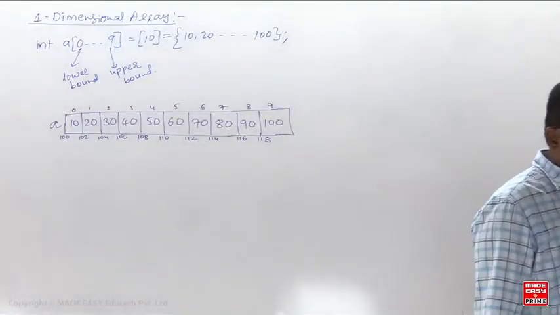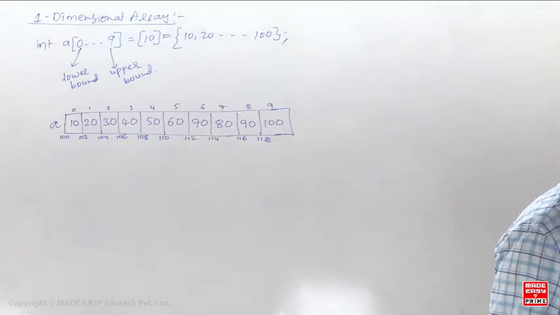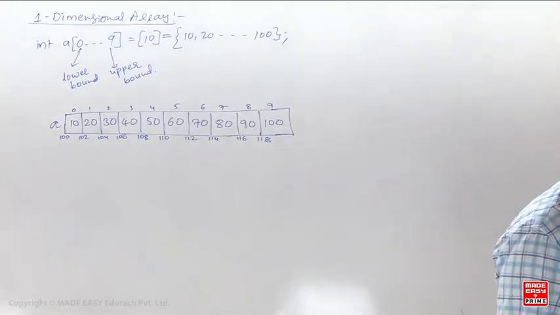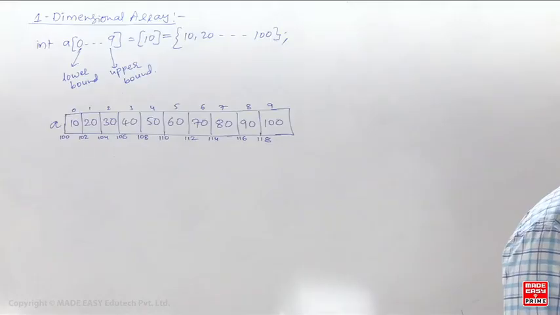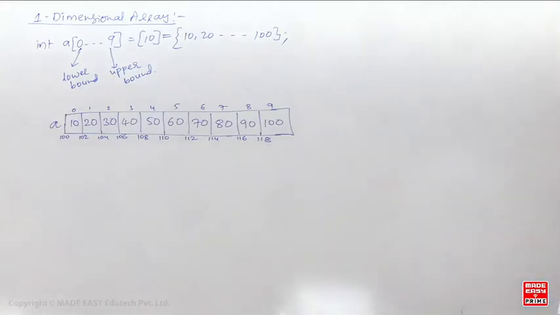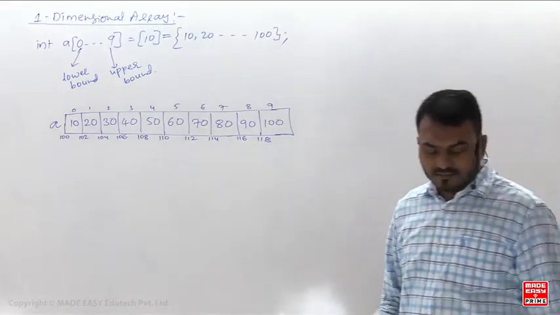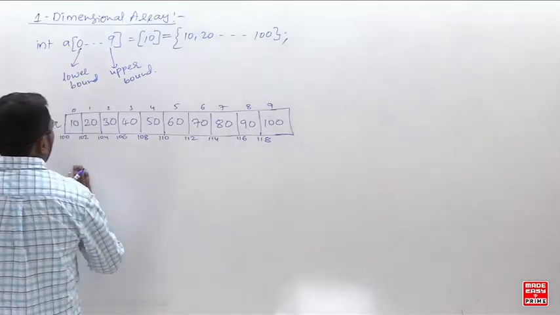So repeat the first point. Abhishek, what was the first point? Array is a collection of similar kind of elements. Right, so we have copied.